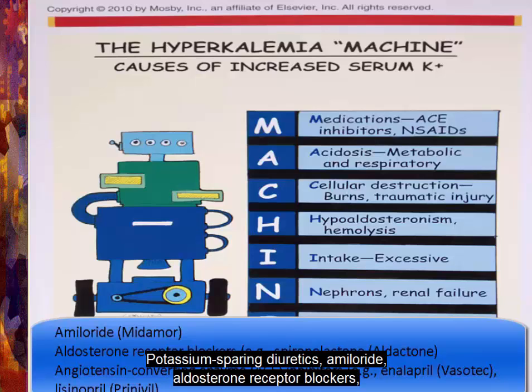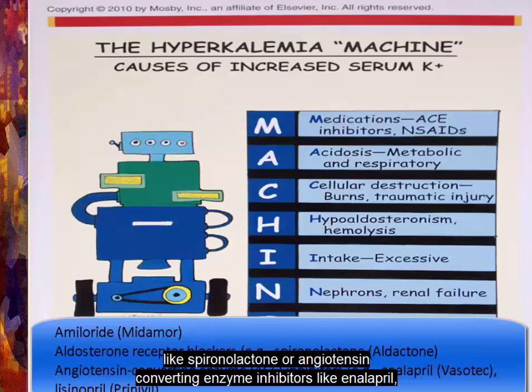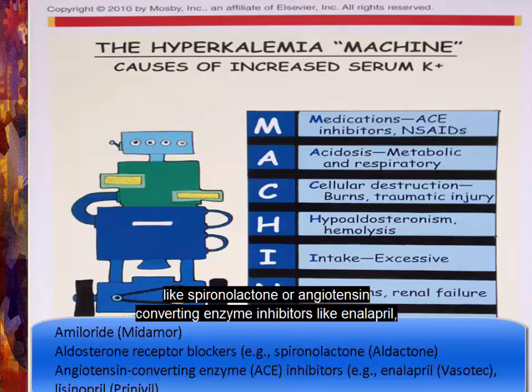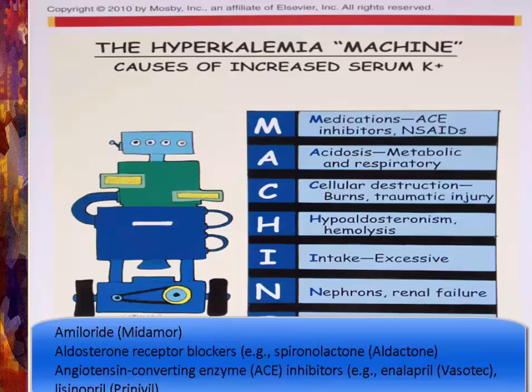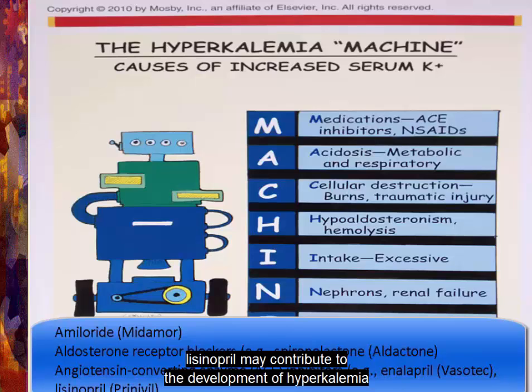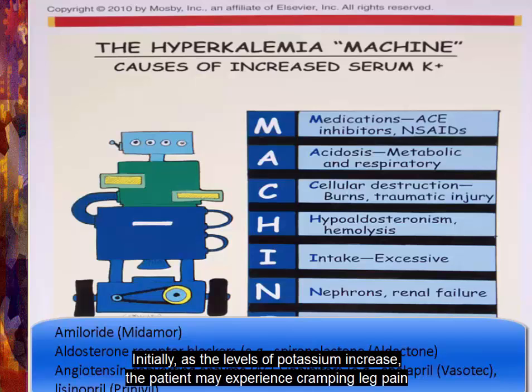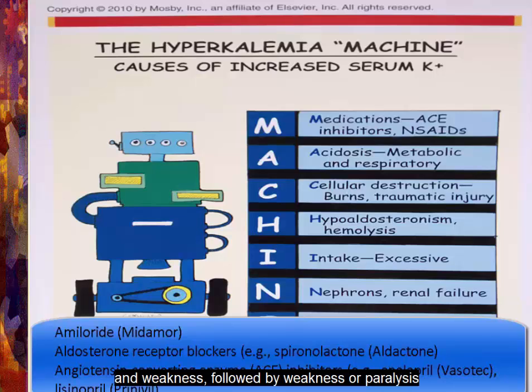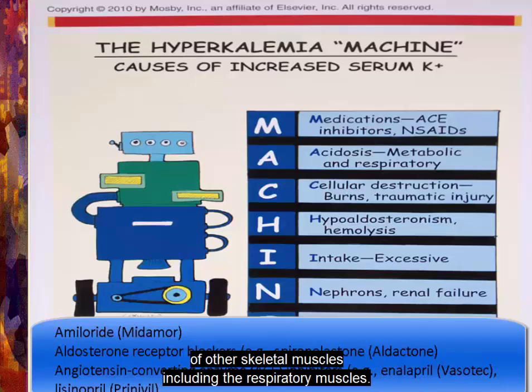Potassium-sparing diuretics like amiloride, aldosterone receptor blockers like spironolactone, or angiotensin-converting enzyme inhibitors like enalapril and lisinopril may contribute to the development of hyperkalemia by reducing the kidney's ability to excrete potassium. Initially, as the levels of potassium increase, the patient may experience cramping, leg pain, and weakness, followed by weakness or paralysis of other skeletal muscles, including the respiratory muscles. Abdominal cramping and diarrhea occur from hyperactivity of smooth muscle.